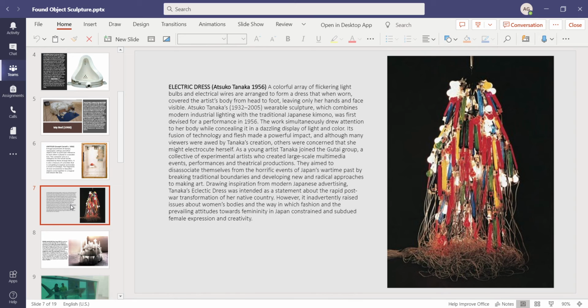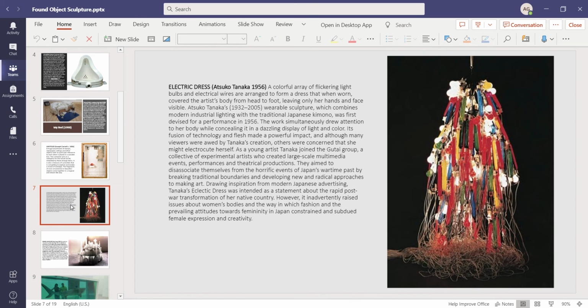This one is called Electric Dress by Atsuko Tanaka from 1956. It's a bunch of flickering light bulbs and electrical wires that form a dress. When the artist wore it, you can only see her hands and face. It was modeled after the traditional Japanese kimono. It drew a lot of attention. People were even worried that she would electrocute herself while wearing it.